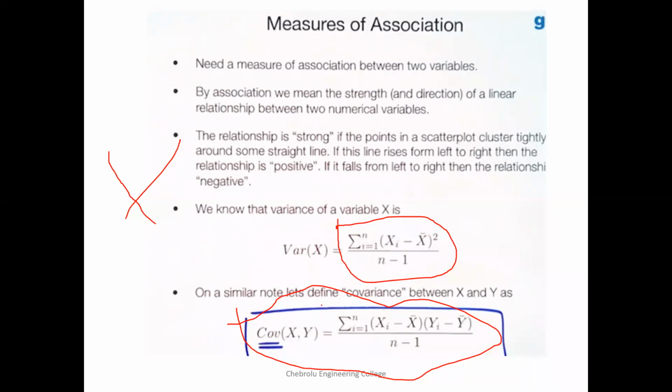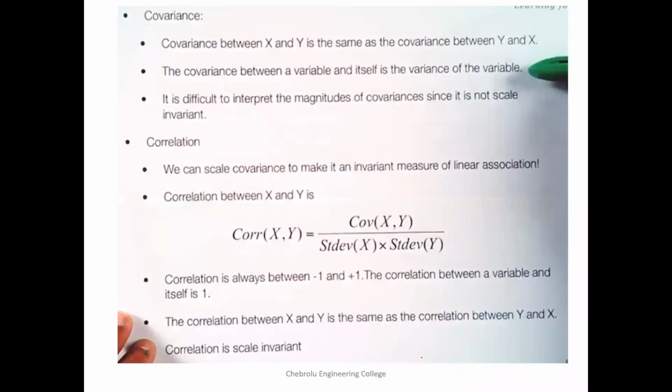On a similar note, let's define covariance between x and y as covariance of x comma y is equal to the sum from i equals 1 to n of (xi minus x bar) into (yi minus y bar), divided by n minus 1. Remember, my dear friends, there is no confusion. When we go for an average, if the values are not random samples, we take n. If they are random in nature, we take n minus 1. So let us see now.